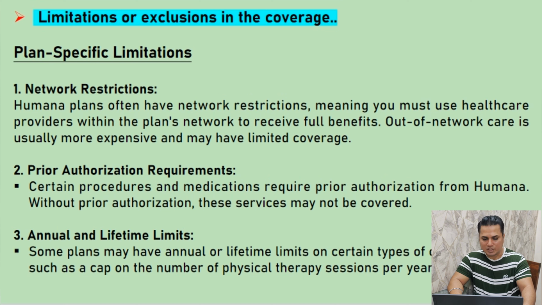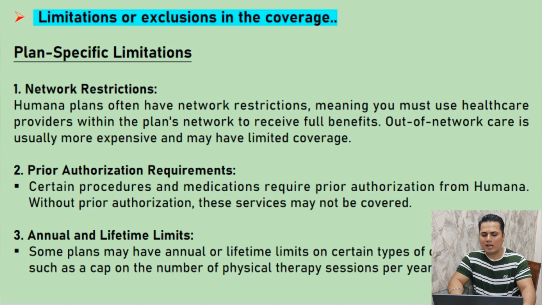Plan specific limitations. Number one, network restrictions. Humana plans often have network restrictions, meaning you must use healthcare providers within the plan's network to receive full benefits. Out of network care is usually more expensive and may have limited coverage. Number two, prior authorization requirements. Certain procedures and medications require prior authorization from Humana. Without prior authorization, these services may not be covered.